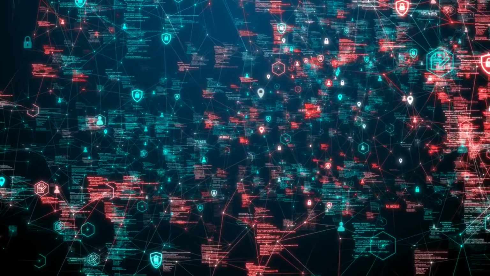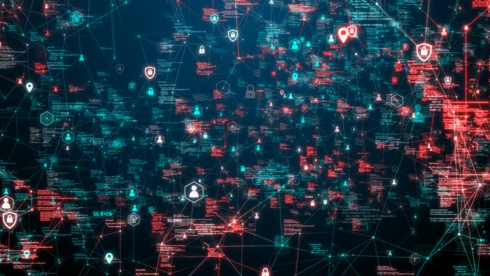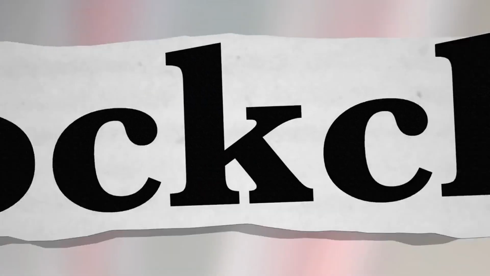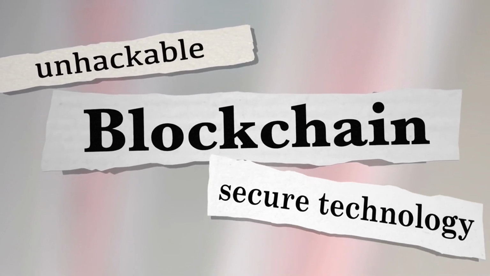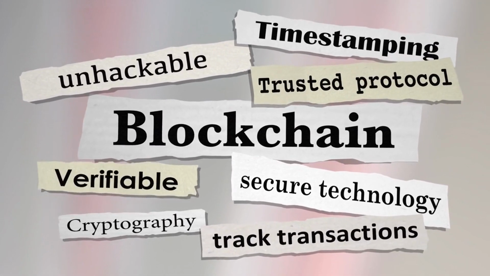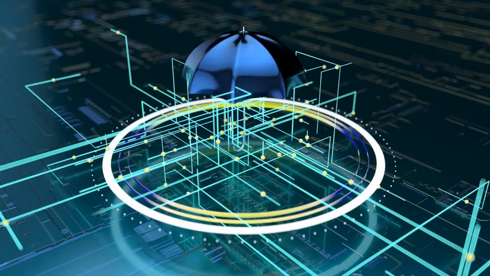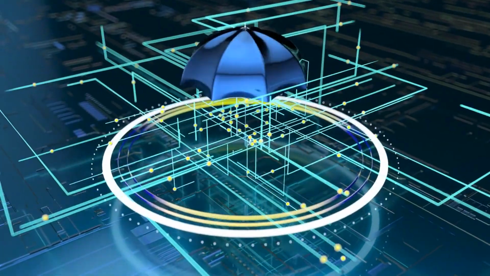Smart contracts, self-executing contracts with predefined rules, add another layer of security. They automatically enforce and execute the terms of an agreement based on its code, reducing the risk of manipulation or non-compliance. Blockchain technology continues to evolve, with ongoing updates and improvements that address potential security vulnerabilities and adapt to new threats. Despite its benefits, blockchain faces challenges.